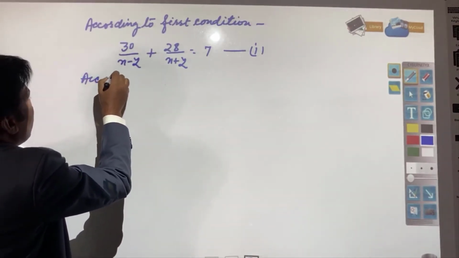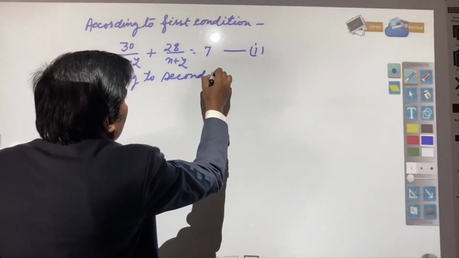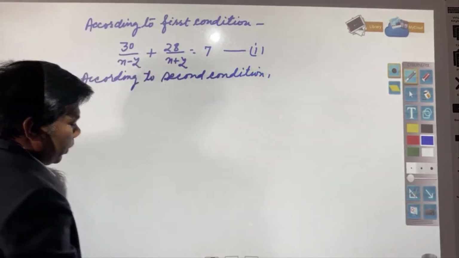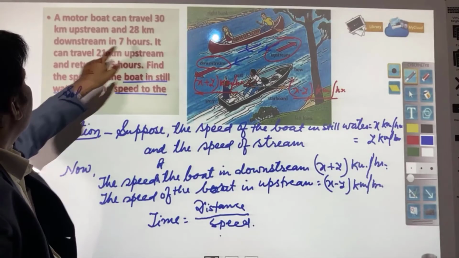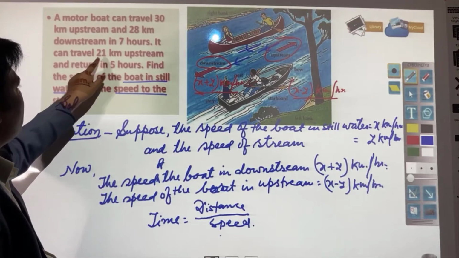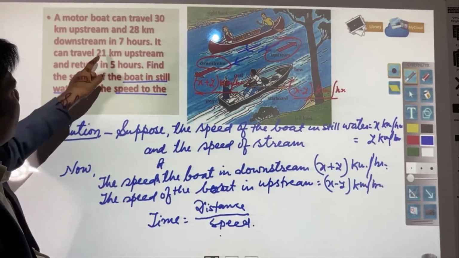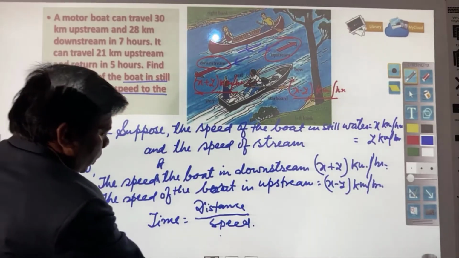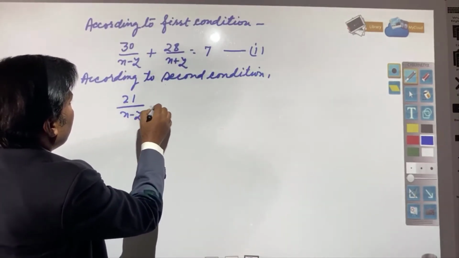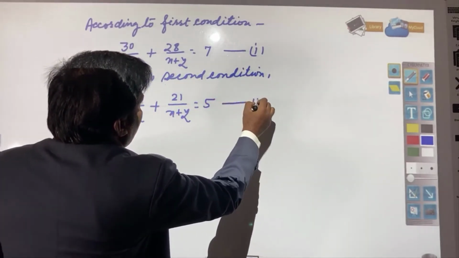And according to the second condition, it can travel 21 km upstream and return, meaning the same distance is traveled, 21 km upstream and 21 km downstream, and then it takes 5 hours. So here we will write 21 by x minus y plus 21 by x plus y is equal to 5, and this is our second equation.